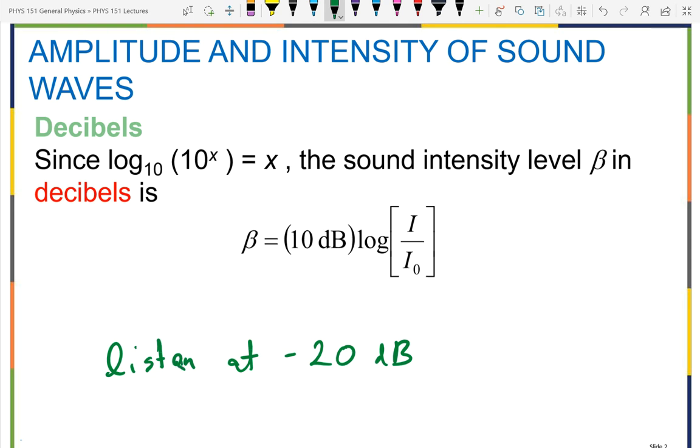Now, I'll give you a hot tip. There is no way that I'm listening at minus 20 decibels based on that equation if I0 is the threshold of hearing. Because if it's minus 20, oh, by the way, this was for Alex's.